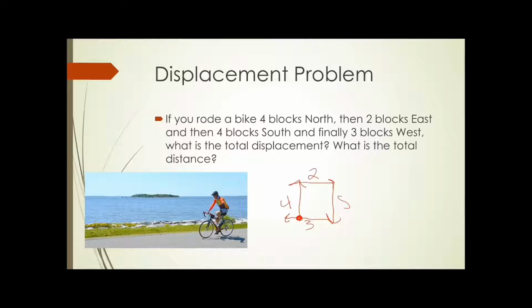So this is our starting point right here. And so how far are we from our starting point? Well, we are currently 1 block away from our starting point. And we are west of our starting point because we went 3 blocks west past our starting point. So our displacement is 1 block west.